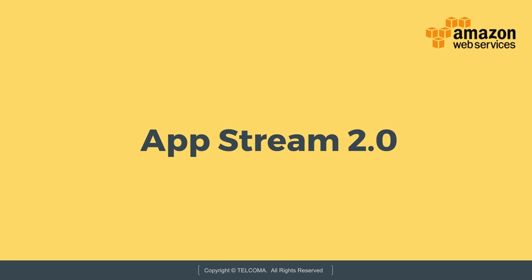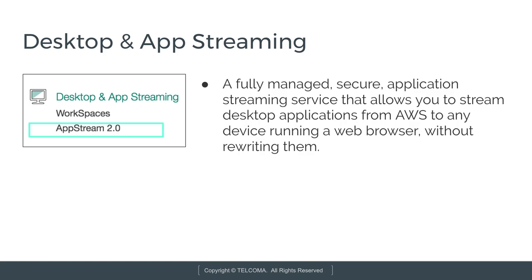Today in this class we are going to discuss App Stream 2.0. So in desktop and app streaming we have App Stream 2.0. Now what is App Stream 2.0? It is a fully managed, secure application streaming service. With the help of this we can stream desktop applications from AWS to a device running a web browser without rewriting them. That means we can easily add existing desktop applications to AWS and instantly start streaming them to a compatible browser.